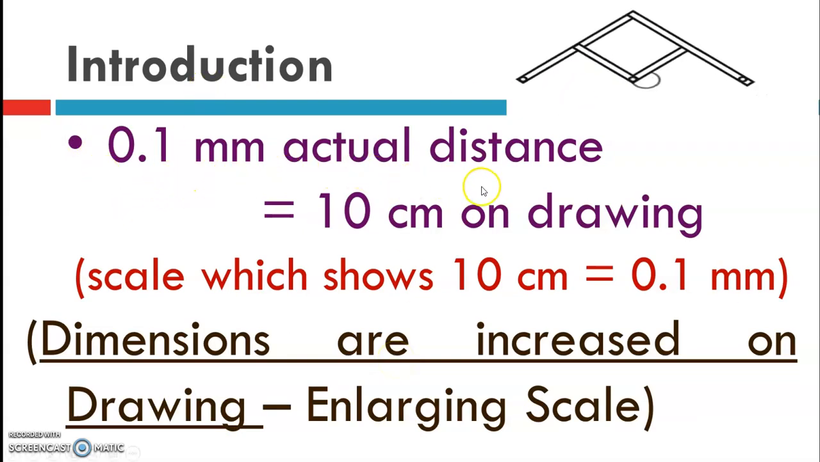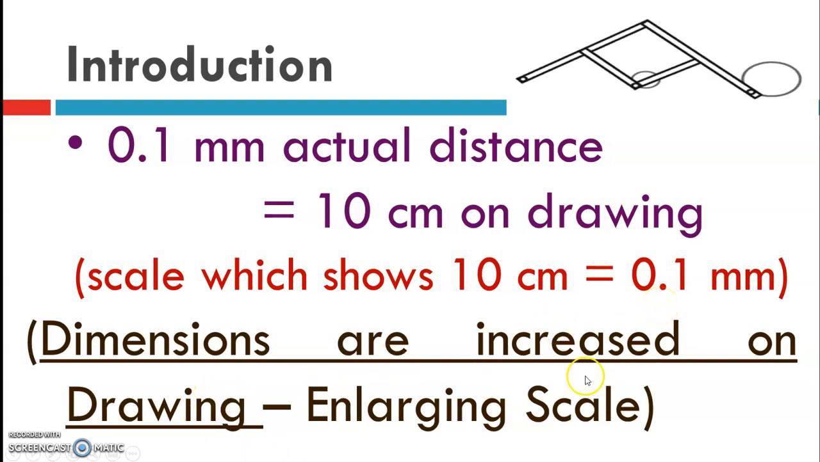And in this scale, 0.1 millimeter of actual distance can be shown as 10 centimeter of drawing. So actually it is written as 10 centimeter on drawing is equal to 0.1 millimeter. And here the dimensions are increased, and therefore it is known as the enlarging scale.